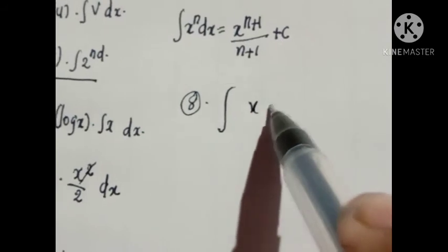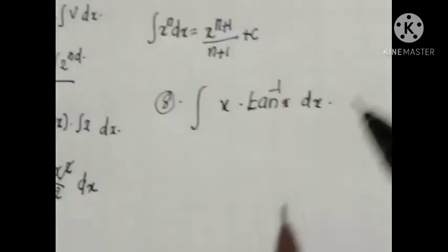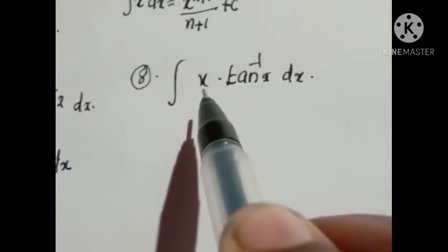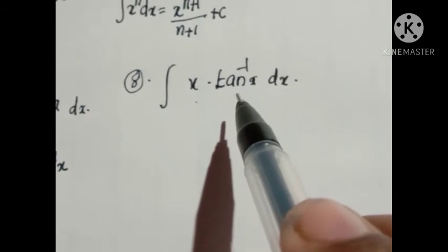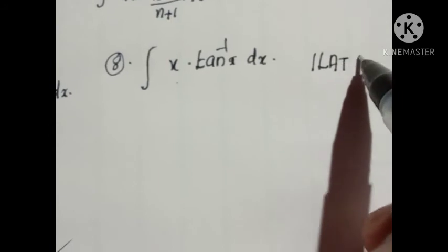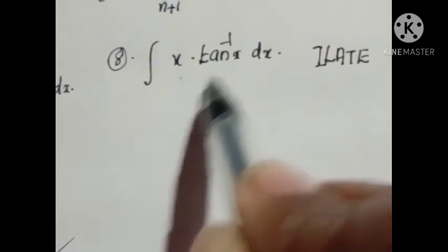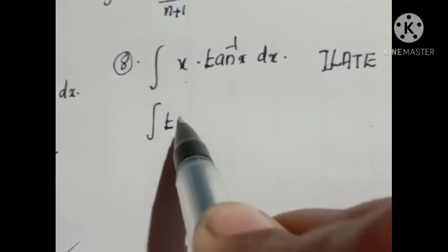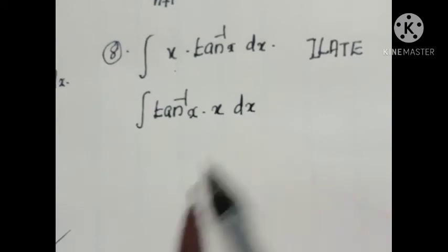Integrate x into tan inverse x dx. X into tan inverse x dx. Here x is algebraic function. Tan inverse x is inverse trigonometric function. Let's see highlight rule. So first we need inverse trigonometric function. So rearrange it. That is tan inverse x into x dx.